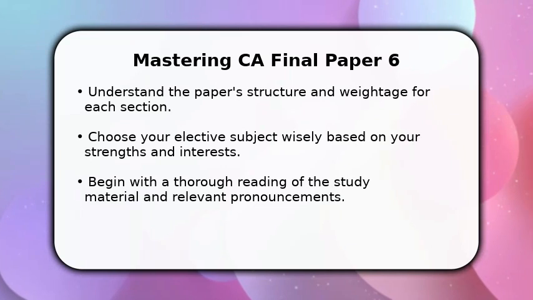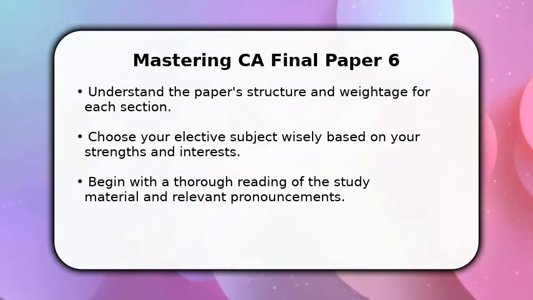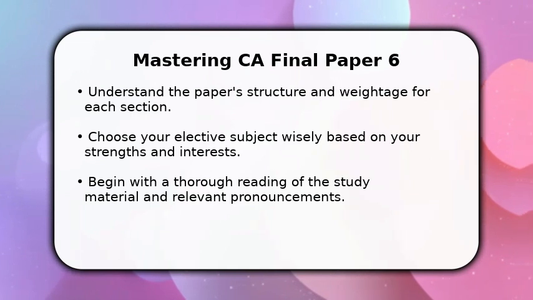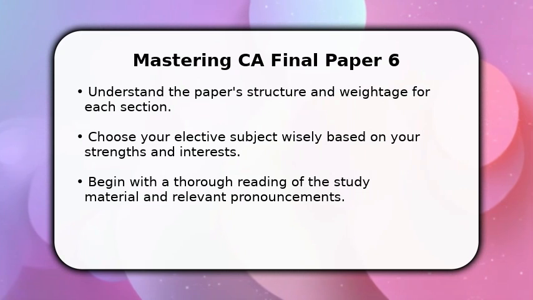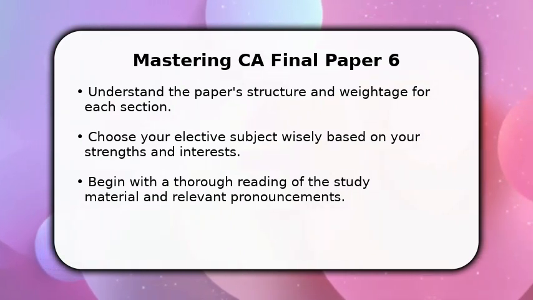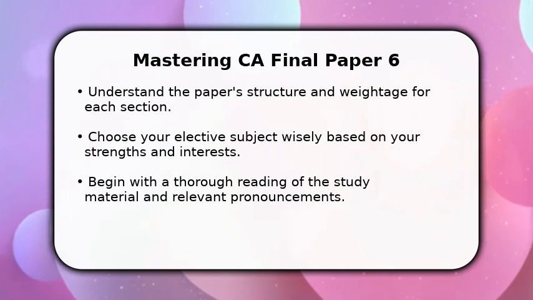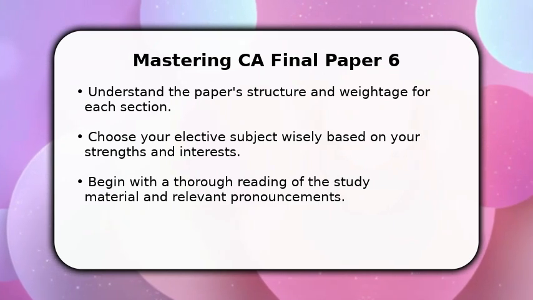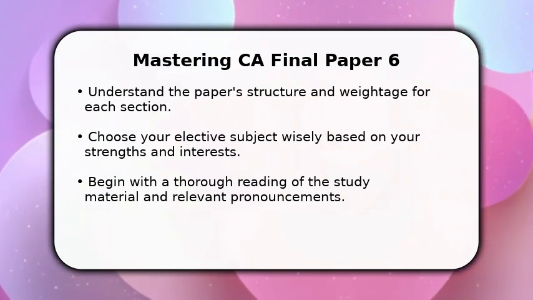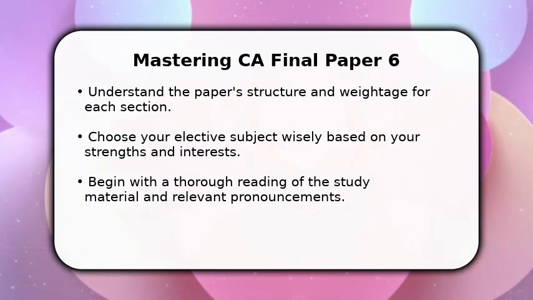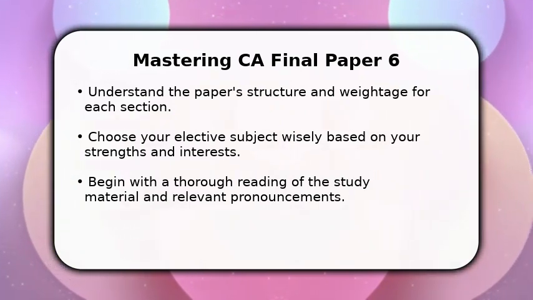In this video, I will explain how to study CA Final Paper 6. First, familiarize yourself with the paper's format and the weightage assigned to different topics. This strategic overview helps you prioritize your efforts effectively. Next, carefully select your elective subject, ensuring it aligns with your strengths and future career goals. Finally, start by thoroughly reading the official study material and any relevant professional pronouncements to build a strong foundational understanding.